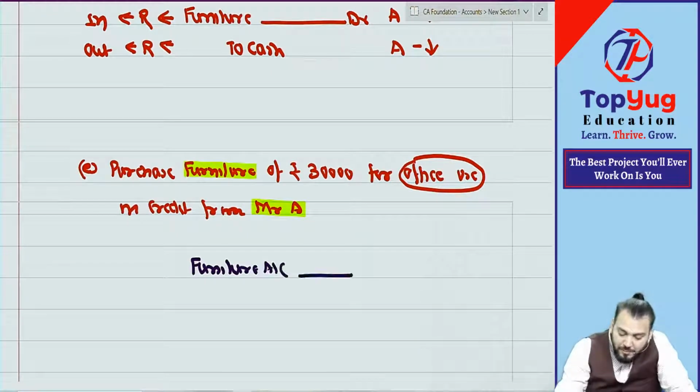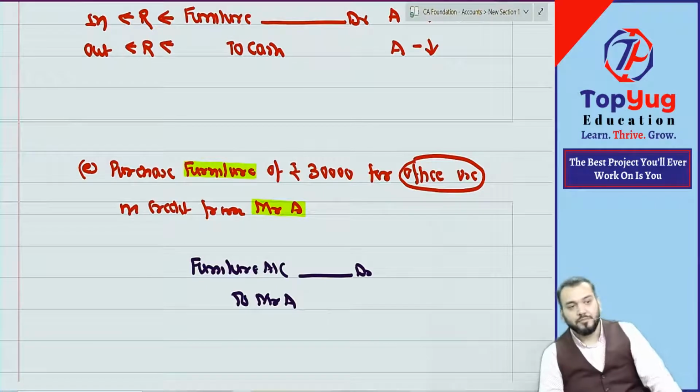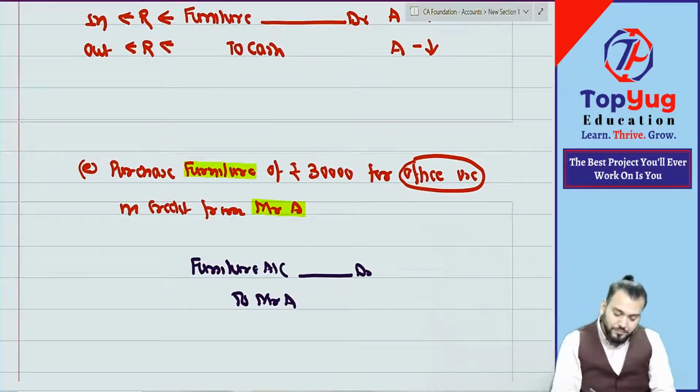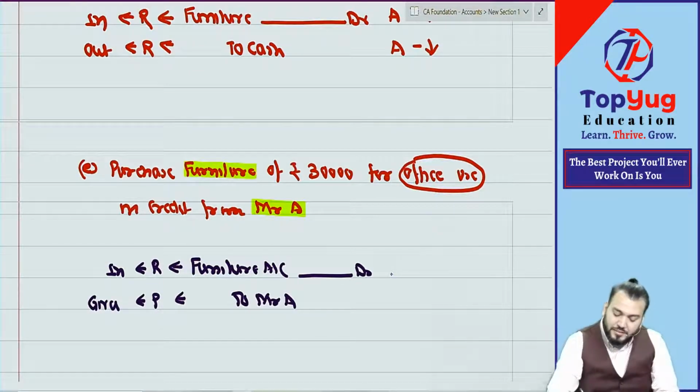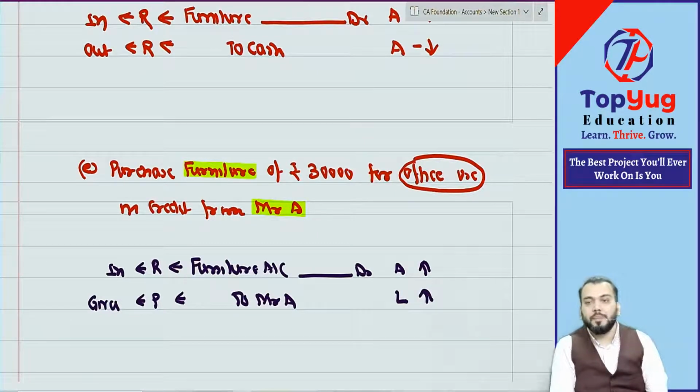furniture account debit to what? To Mr. A. Correct? Got it? Any doubt? No doubt. So once again, furniture is a real account, debit what comes in. Mr. A is a personal account, credit the giver. It is an asset, and it is a liability. Increase in asset will be debited, increase in liability will be credited. Understood?